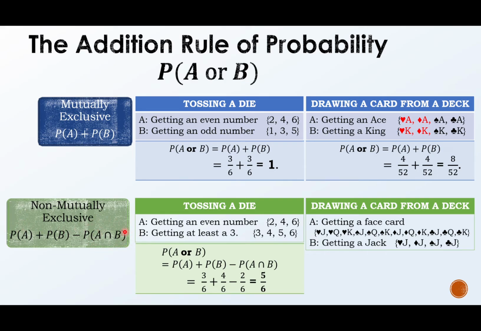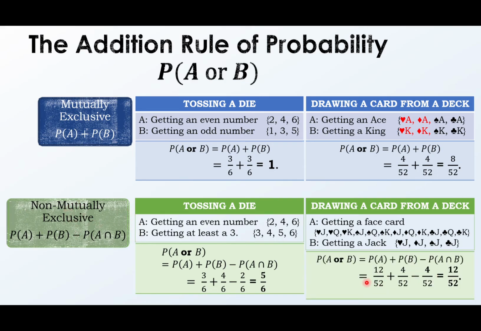Therefore, we follow this formula kasi we just realized they are non-mutually exclusive events. So, we have getting a face card has probability 12 over 52 plus probability of getting a jack, we have 4 over 52. But we have to subtract the intersection, which are yung mga jacks mismo, minus 4 over 52. The answer is 12 out of 52.